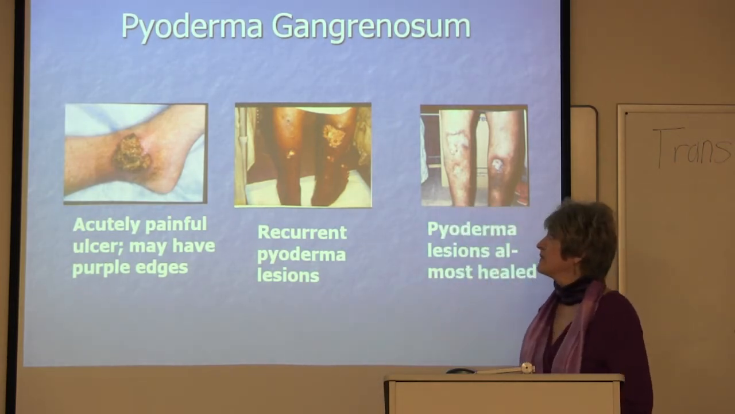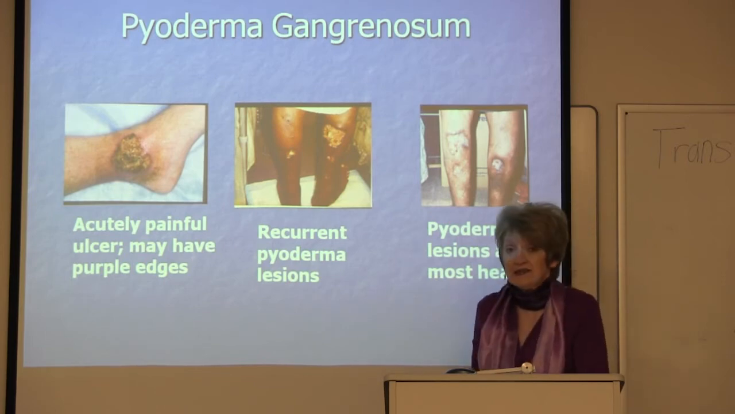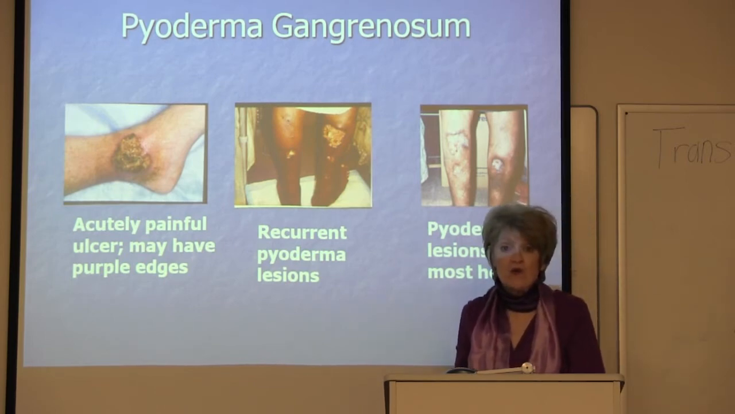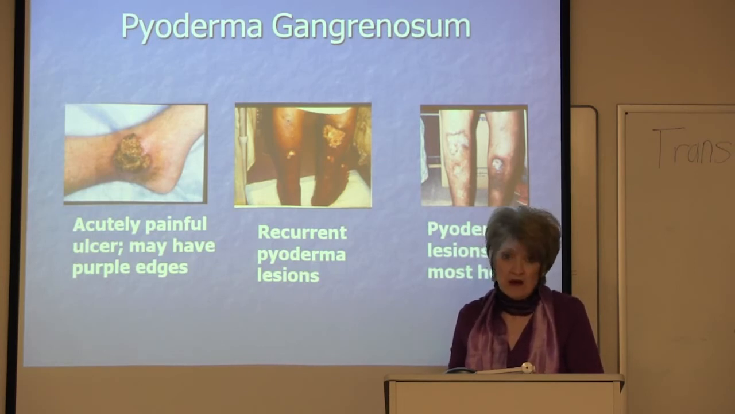How do you treat them? You've got to get the inflammatory process under control. So we start out with high-dose anti-inflammatories like high-dose steroids, dapsone, some of your monoclonal antibodies. It has been treated with Remicade.